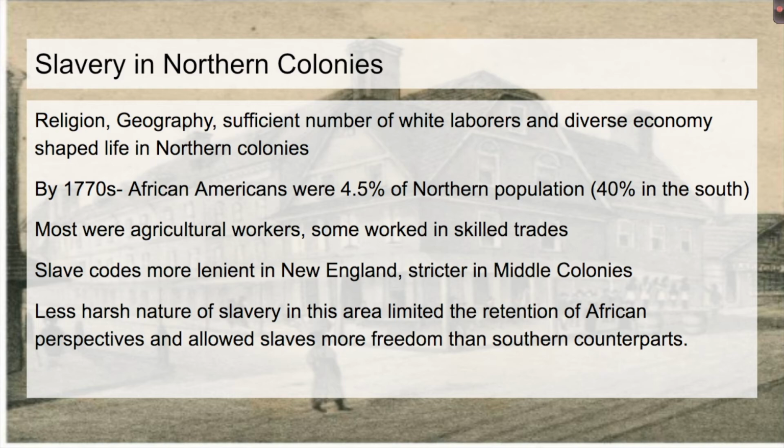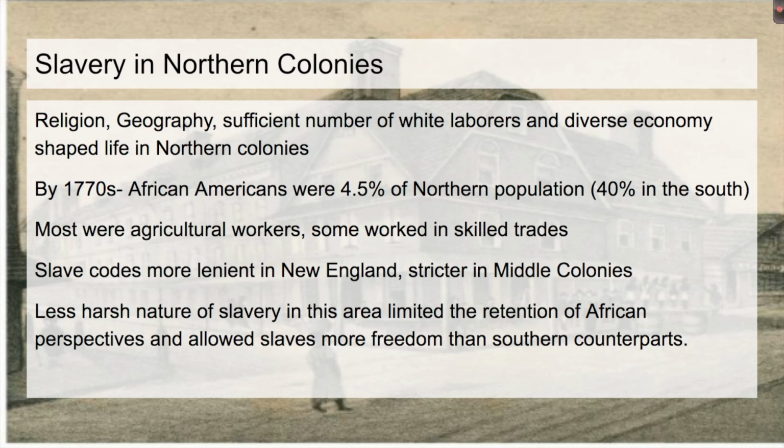So slavery doesn't really thrive in the northern colonies. Our main reason is mostly climate. It really wasn't a conducive atmosphere for growing crops. They had shorter growing seasons, rocky soil. It just didn't make sense. So between religion, geography, climate, there were plenty of white laborers up north, and the economy was very diverse. They might have factories and shipping and other things that don't rely on agriculture. So there wasn't really a need as much for slaves.